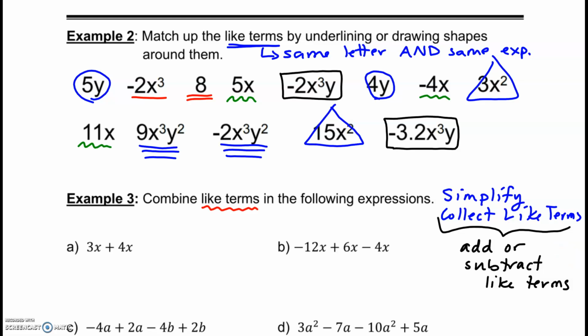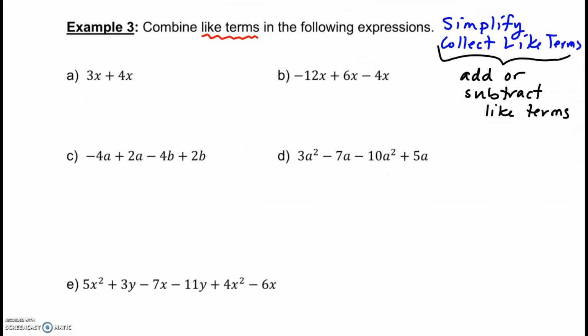All right, let's check out the first example. 3x plus 4x. So first I look, I have like terms on my x's, and then all we do is add or subtract the coefficients, which remember the coefficient is the number in front. So 3 plus 4 is 7x, and you're done. That's your final answer.